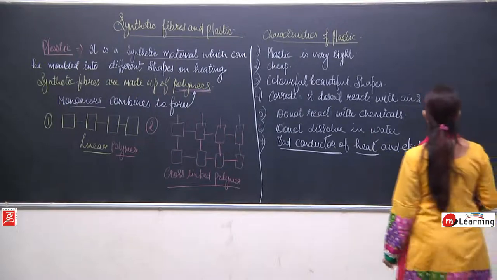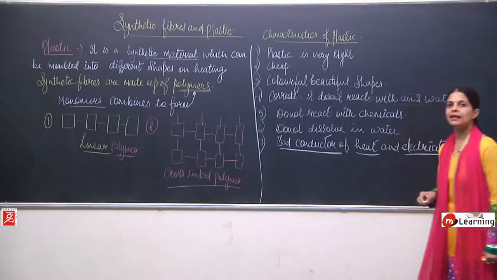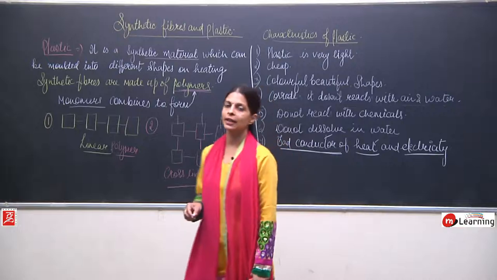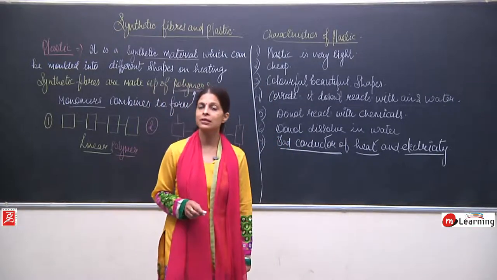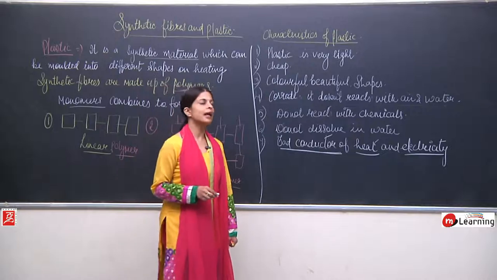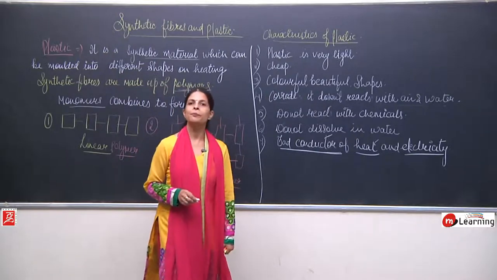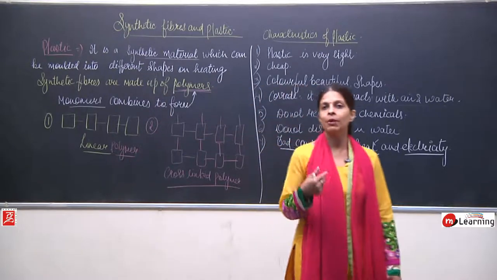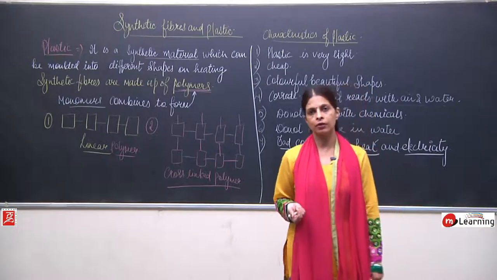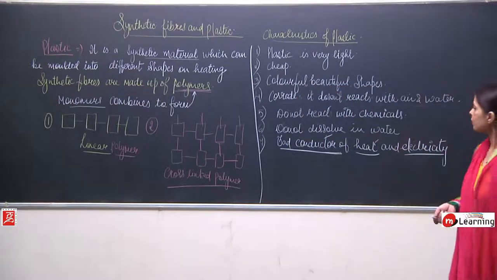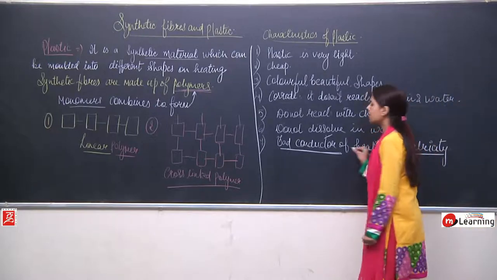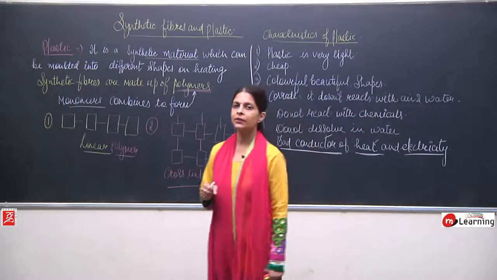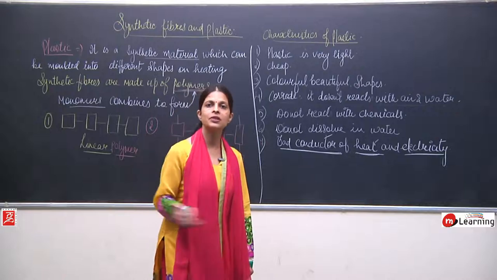Now, when I'm saying that it is even a bad conductor of electricity, that is the reason it is used in making lots of cables, electrical switches, appliances, and even wires. We all know electrical wires. The wire inside is copper, but the covering of the wire is what? It is plastic. This characteristic increases the use of plastic like anything. That is the reason why plastic is used to such an extent.